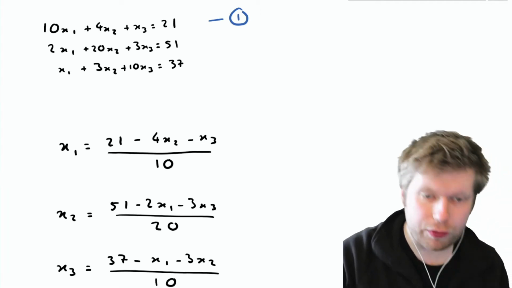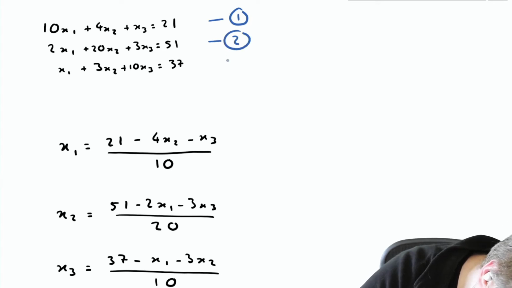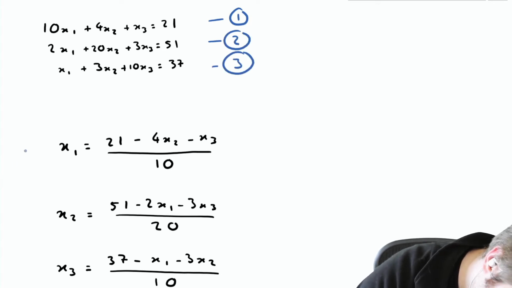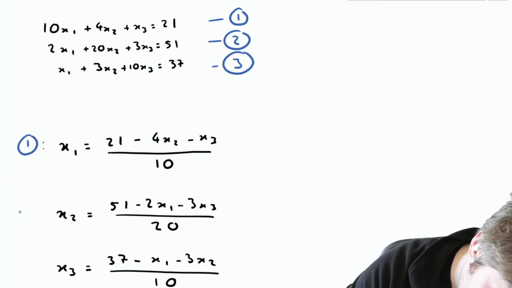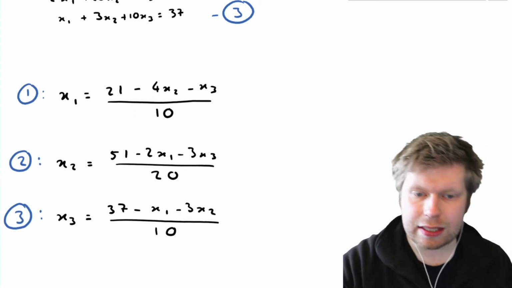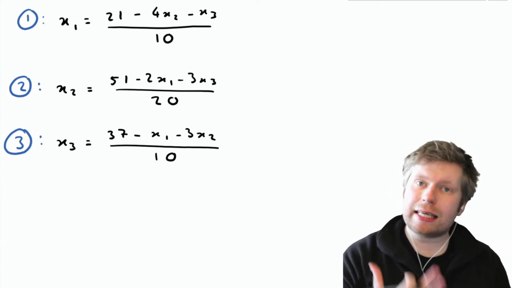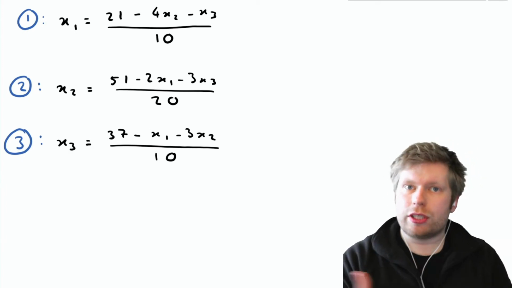Okay, so in other words, if I was going to rearrange this system of equations, so equation 1, equation 2, and equation 3, in terms of the 3 unknowns, so in terms of x1, x2, and x3, then this is the system of equations which I'm going to form, okay? Now I can basically use this to form my iterative methods.